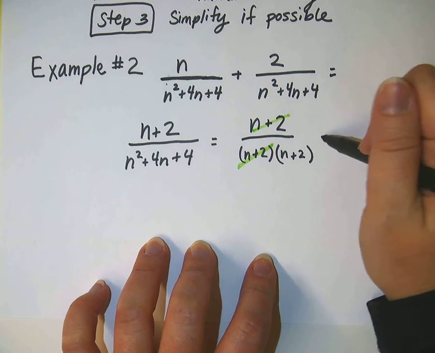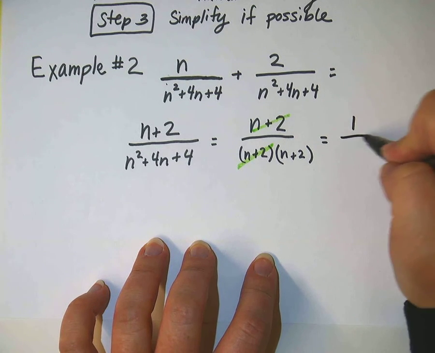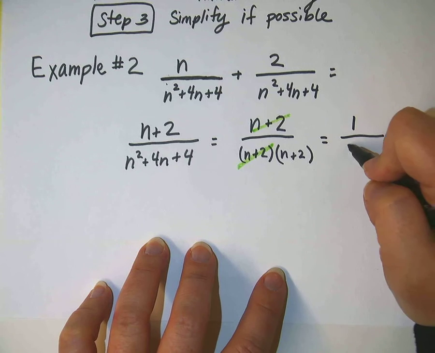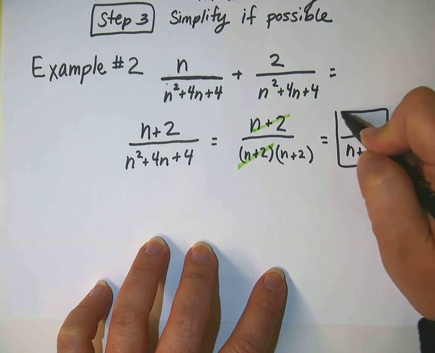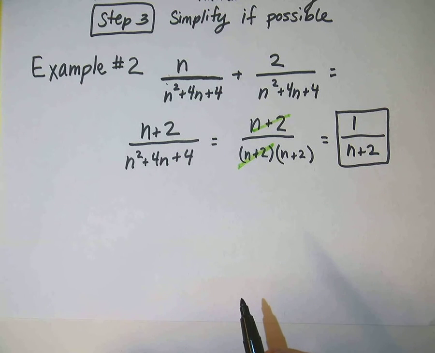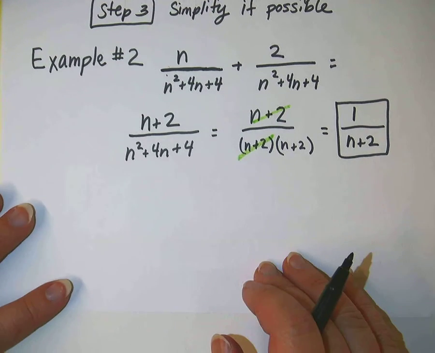Turned into 1, and so what do we leave on the top? One. A 1 on the top. And then what's on the bottom? N plus 2. So that is our simplified answer. And yes, the 1 is required when it's in the numerator like that. Okay, let's do another example.